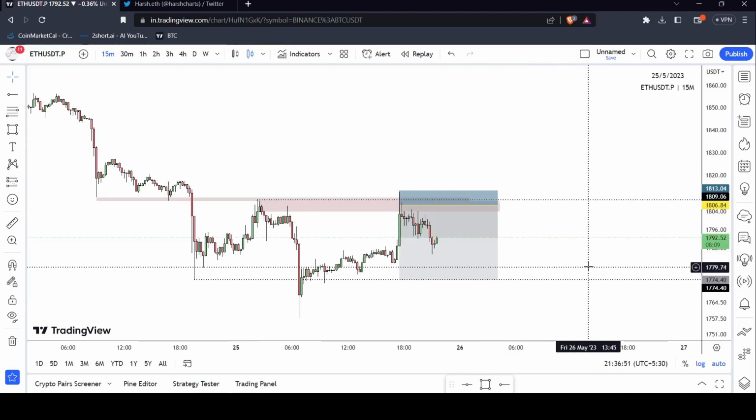Right, it is a live chart. I'm not screen recording or anything. This is the live chart, you can see it.